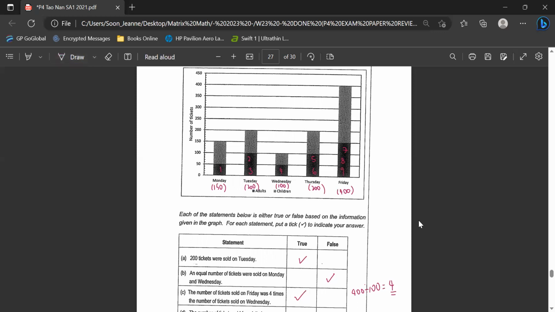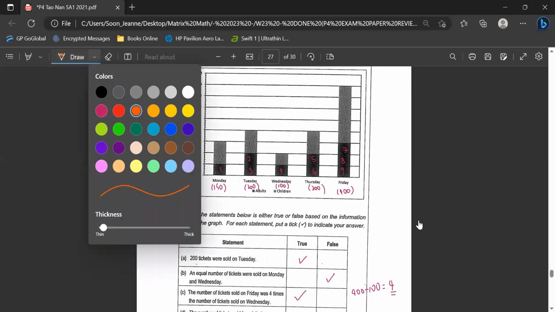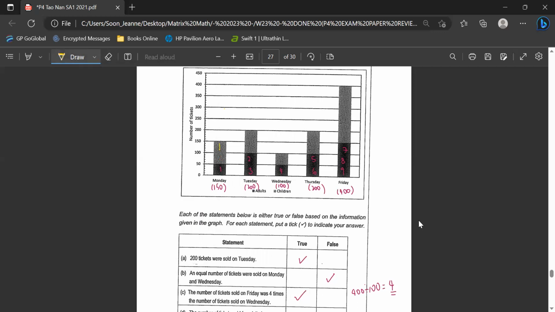But whereas the children, I'm going to use orange color, easier. How many blocks does children have? 1, 2. Oh, sorry, cannot see. Wait, let me get another color. Maybe yellow, can see? Oh yeah, 1, 2, 3, 4, 5, 6, 7, 8, 9, 10, 11, 12.